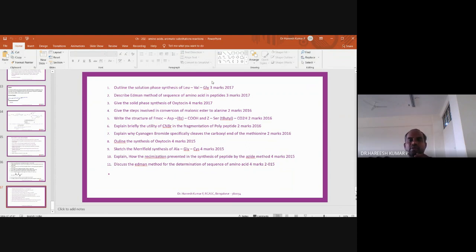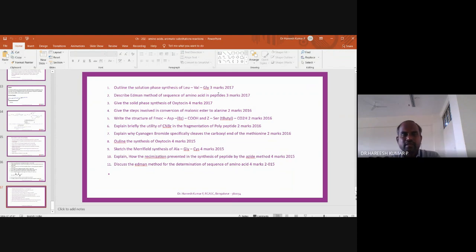So that is how a tripeptide is obtained using a solution phase. Solution phase means you have to start with the left hand side amino acid. Solid phase peptide synthesis means you have to start with the right hand side amino acid with the resin. So that difference you need to remember.